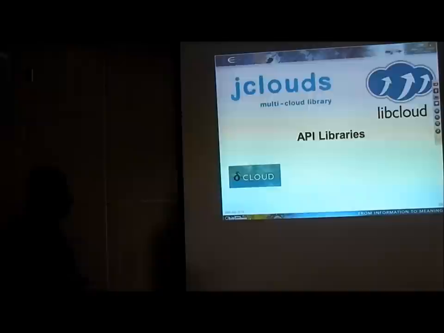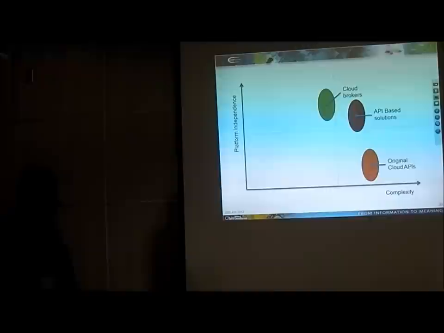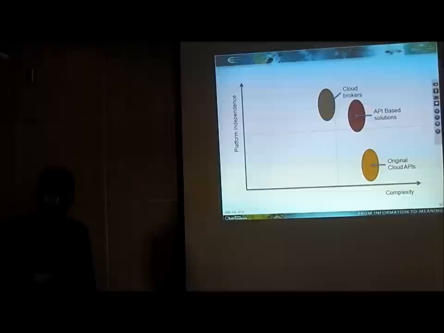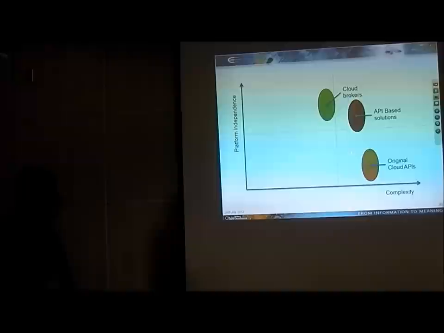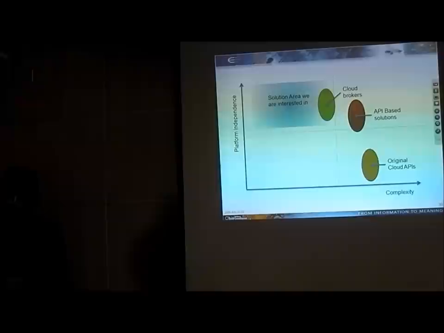So here you see that when you use the original cloud APIs, you are still tied to the platform, and somewhat complex. If you go for the API-based solutions like libcloud or deltacloud, you see that there's a fair bit of platform independence, but still you have to master them. You have to learn them. So there's a fair bit of complexity involved. Cloud brokers, on the other hand, give you much less complexity, but again with a fair bit of platform independence. So they're somewhat closer to the area that we want to go in. This is the type of solution area we are interested in again: less complexity, more platform independence.